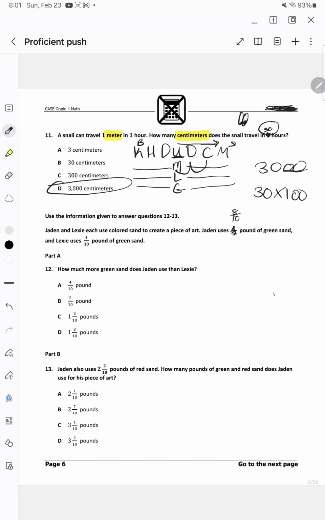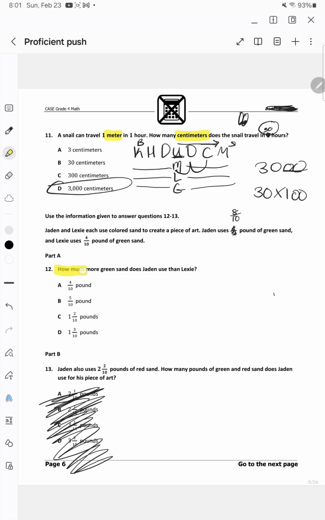Now for this question, again I changed the fraction up. I don't even know if we're going to be able to use these answer choices because I changed up Jaden's amount. So it says Jaden and Lexi each use colored sand to create a piece of art. Jaden uses 8/10 of a pound of green sand, and Lexi uses 4/10 pound of green sand. How much more green sand does Jaden use than Lexi?